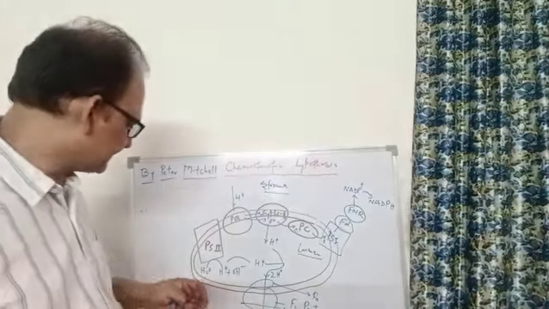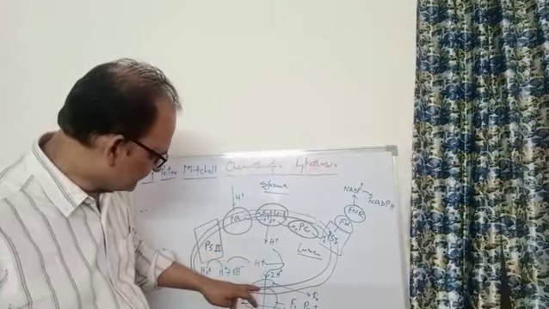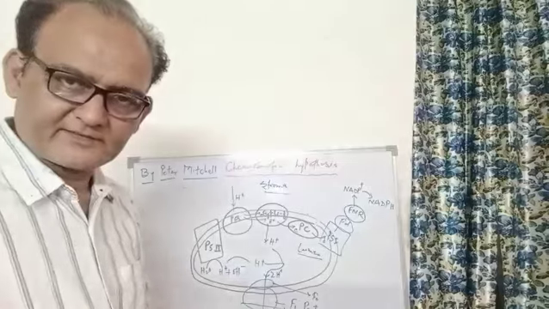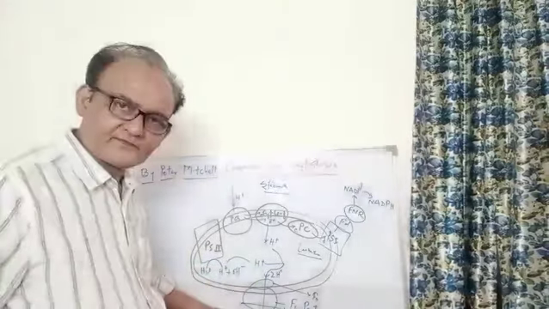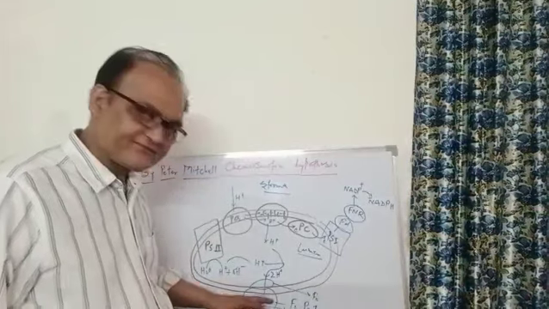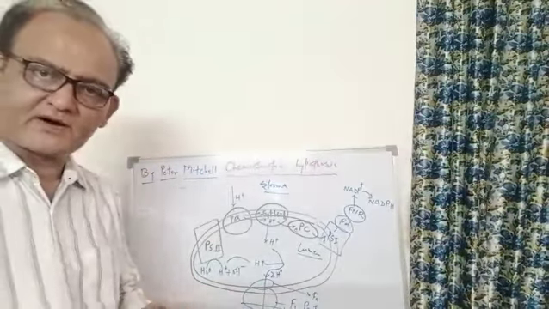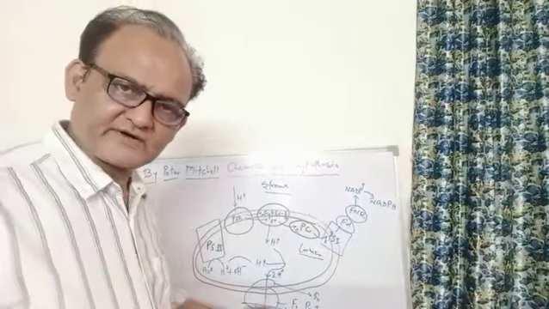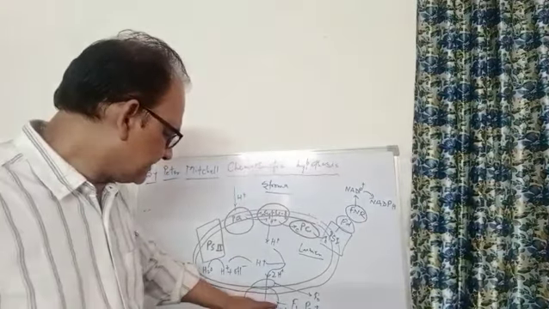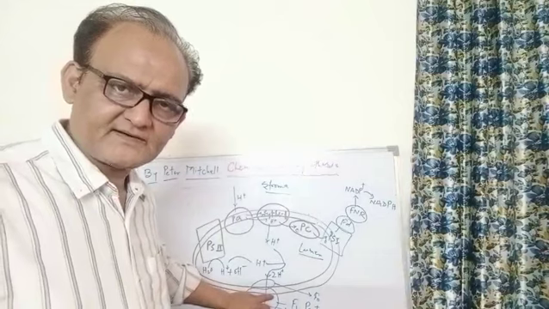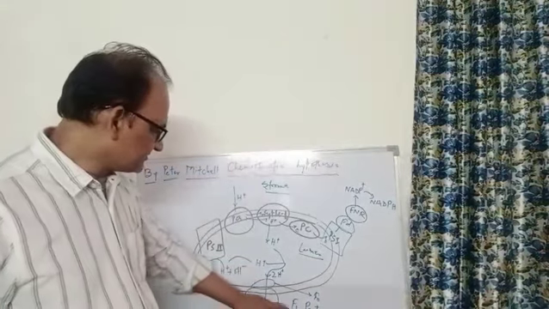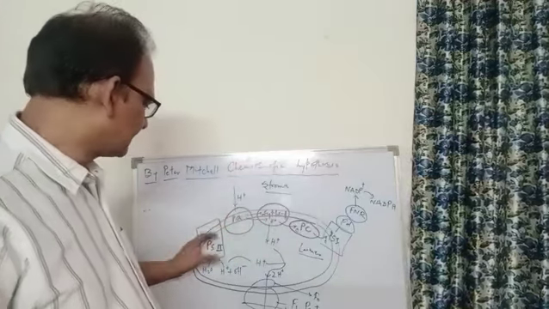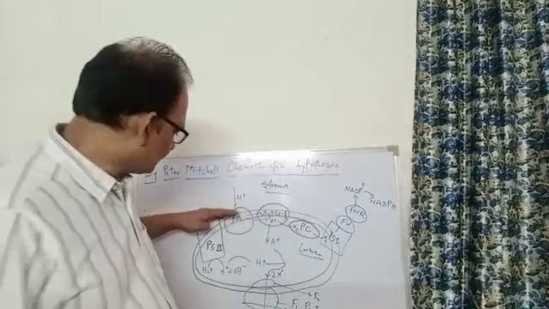As a result, two protons move through the F0 F1 particle located on the thylakoid membrane, and as these two protons move through the F1 part, there is formation of ATP with the help of the enzyme ATP synthetase, which is located on the F1 part. Clear?